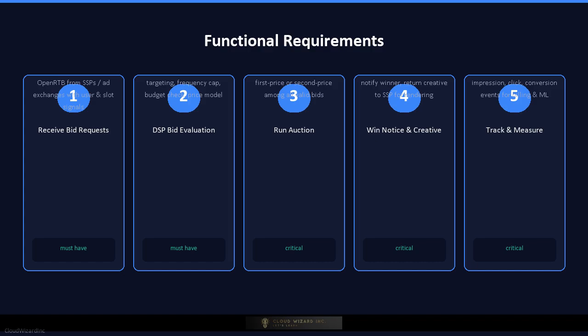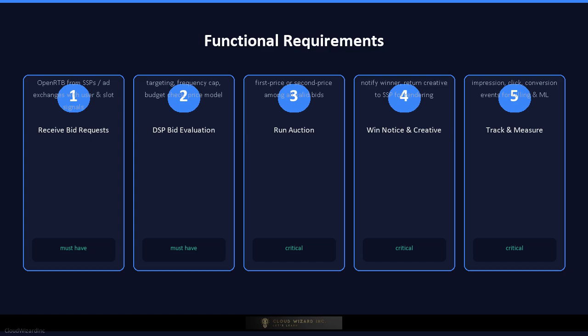First, the system must receive bid requests from publishers via supply-side platforms and ad exchanges using the OpenRTB protocol, carrying impression details, user signals, and floor prices. Second, a demand-side platform must evaluate each bid request, apply targeting rules based on geography, device type, audience segment, frequency caps, and campaign budget, and decide whether to bid and at what price.